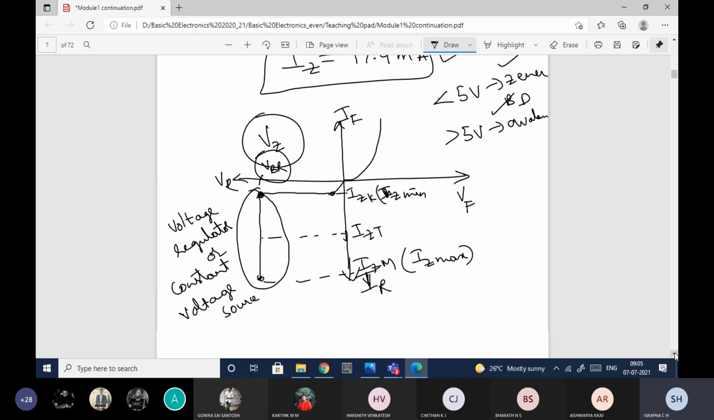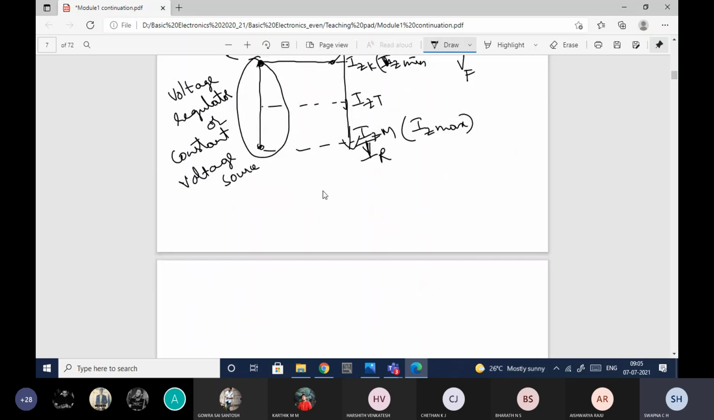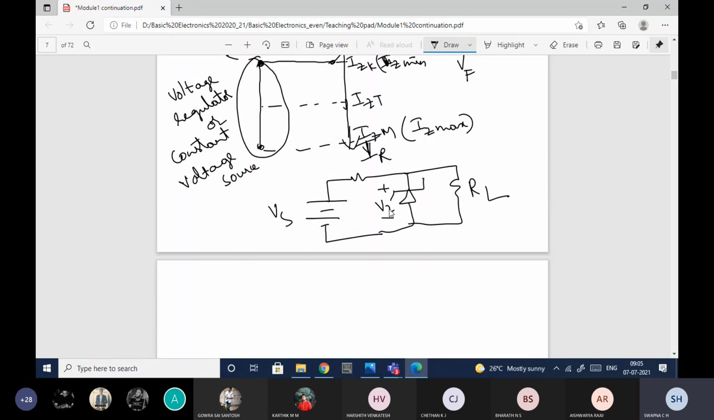So how do you make it work as a voltage regulator? You need to provide the supply voltage. Then I'll have some resistor, and then the Zener diode. If I want to maintain some constant voltage across the load, I'll take the load as well. Whatever voltage the Zener diode has, the same voltage will be at the load also. That is, VZ will be equal to VL only when the current through the Zener lies between IZK, which is IZ minimum, and IZ maximum.